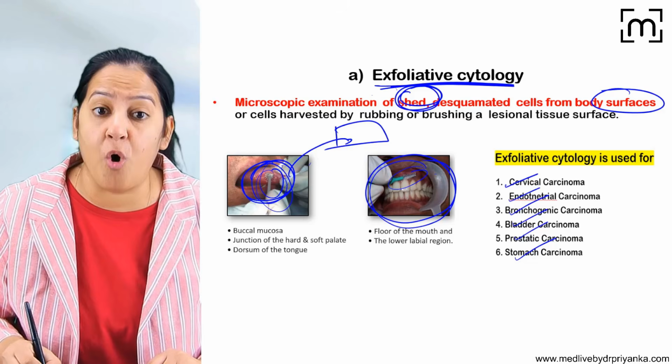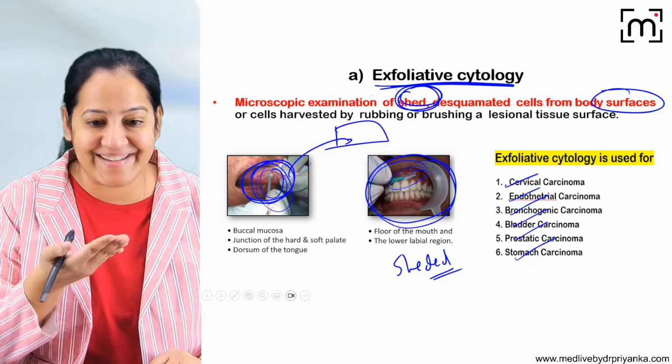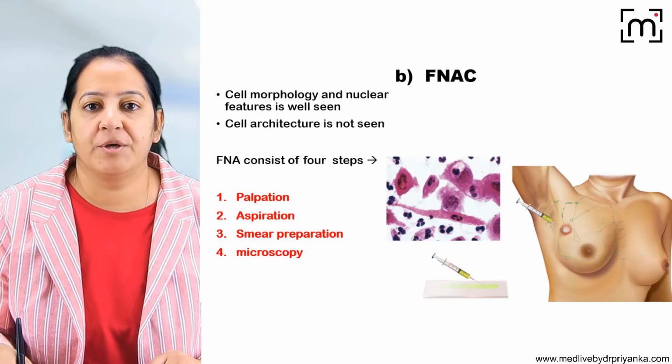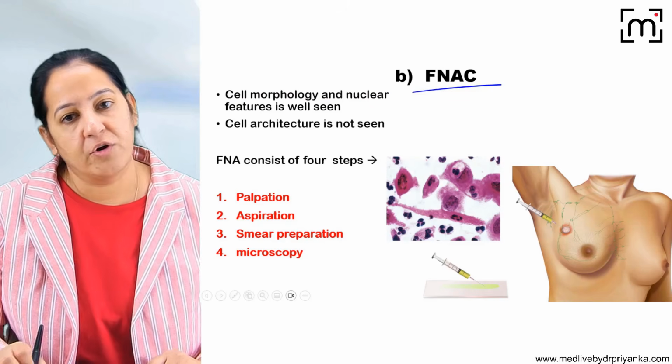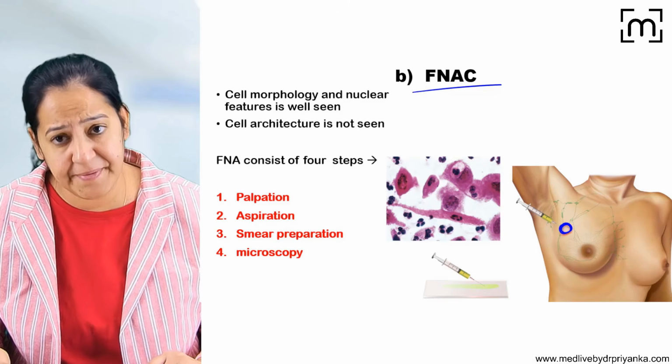That's it. The already shedded cells from the body. The tumor has already shedded these cells. We are just collecting it on a slide, doing the staining and examining it. So that is exfoliative cytology. But in FNAC, the cells are not shedded. Now, for example, there is a breast tumor. Can you see? This is a breast tumor in a lady.